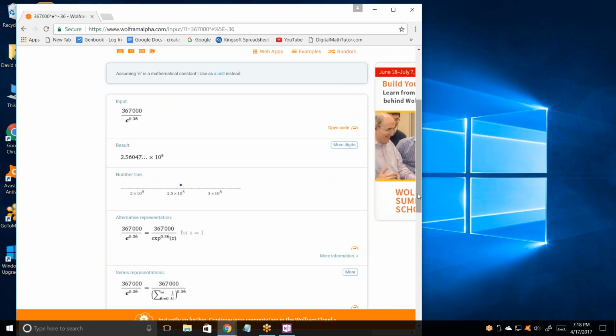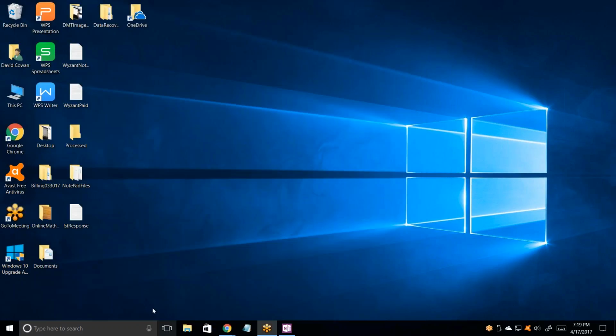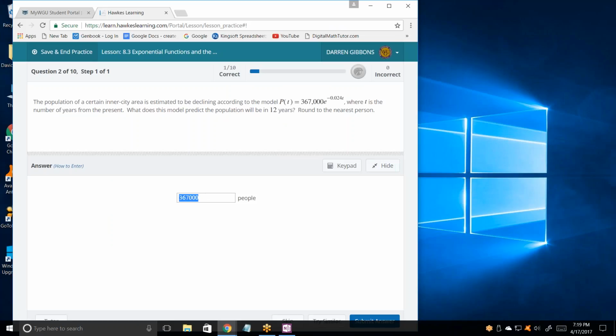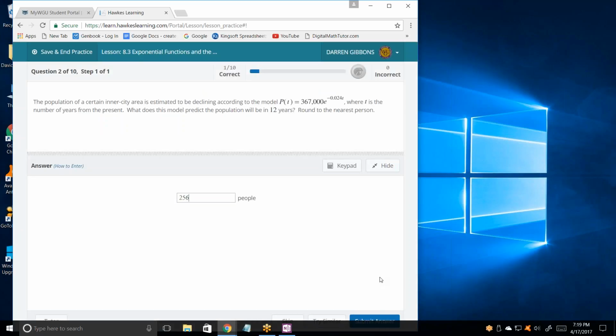And it gives me that answer, 2.56047 times 10 to the 5th, which is 5 zeros. So it should be 256,047. What am I doing wrong here? How come it doesn't like 256,000, it doesn't like those commas.